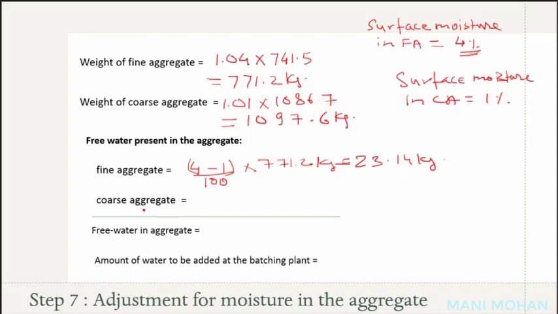Similarly, when we come to coarse aggregate, the surface moisture is 1%, whereas the water absorption is 0.5%.